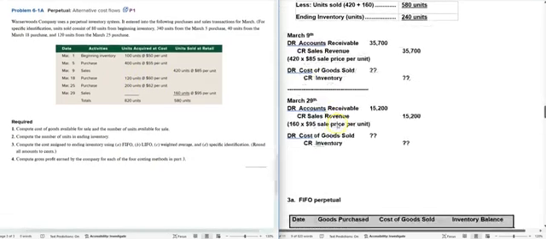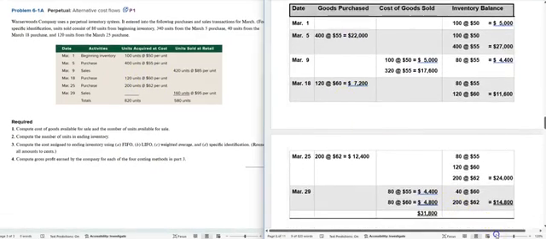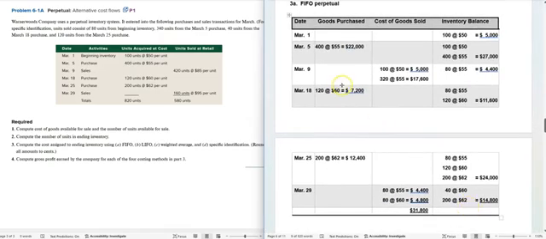Okay, so we're using this information, and using our FIFO method, we're going to set up this chart for keeping us organized, right? This isn't a formal anything. This is just a way for us to stay organized. We are going to start March 1st with 100 units of inventory that had cost us $50 a piece, starting the month with $5,000 in inventory, given in the problem.